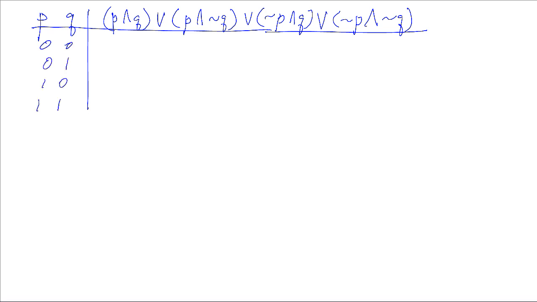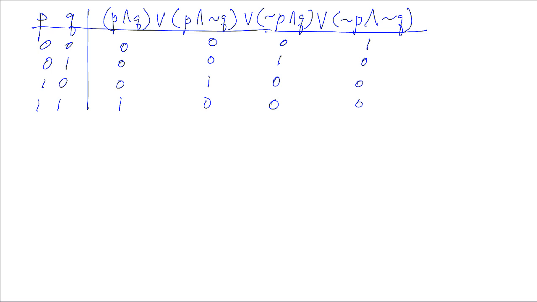P and Q is only true when they're both true. P and not Q is only true when P is true and Q is false. Right? If P is true and Q is false, right. Here, not P and Q is only true when P is false and Q is true. So this case, row 2. Finally, not P and not Q is only true when they're both false.